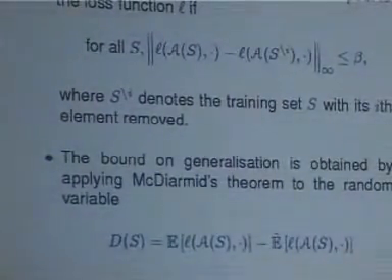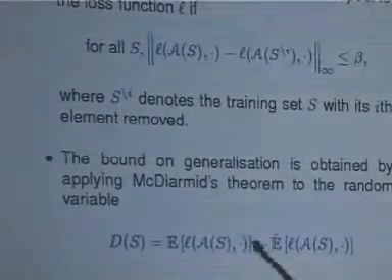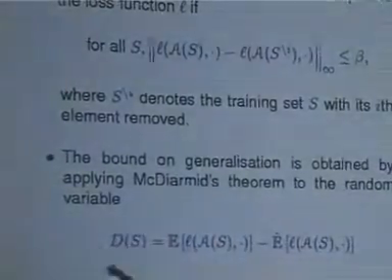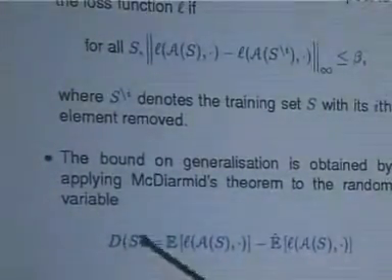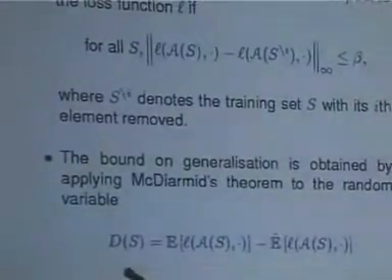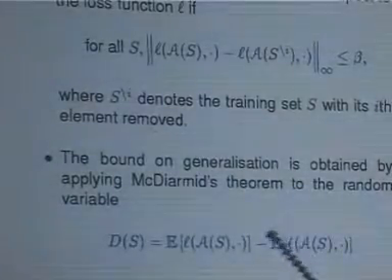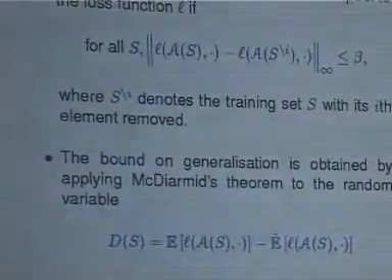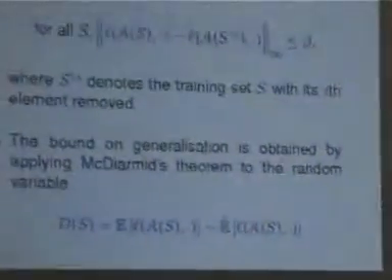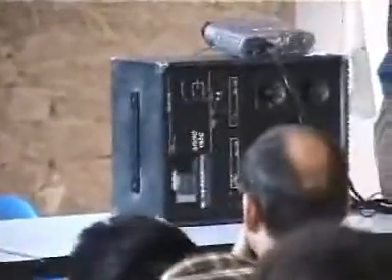We're treating this as our f of s in McDiarmid's theorem. We'll see how much this part can change, then how much the other part can change, and add the two together for the total amount of change. Maybe I'm jumping too quickly, but if you want to apply McDiarmid's theorem, the critical thing is to get a bound on this quantity here.